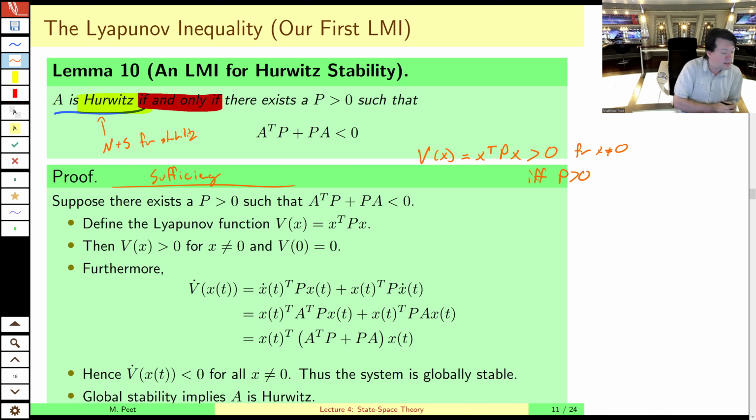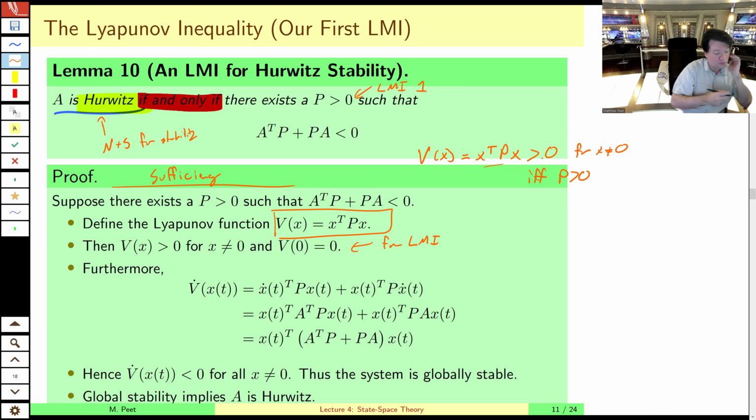So with that in mind, the proof structure is relatively straightforward. If P satisfies the LMI 1, I'll write that down again, then obviously V is a candidate Lyapunov function, because it's positive definite by definition of positive matrices for any x not equal to 0, and of course at x equals 0, it's 0. Plug in 0, it's 0.